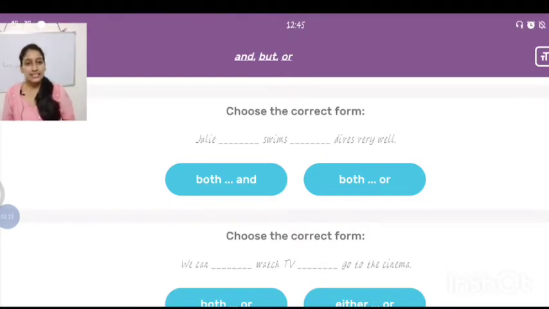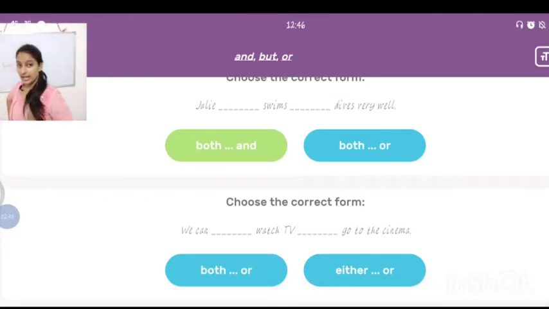Julie dash swims and dives very well. Julie both swims and dives very well. तो सेम आइडिया कन्वे कर रहे हैं कि स्विम भी कर रही है, एट द सेम टाइम डाइविंग भी कर ले रही है. तो लेट अस सी, बोथ एंड सही है या फिर बोथ और सही है. तो हमारा बोथ और एंड सही है.